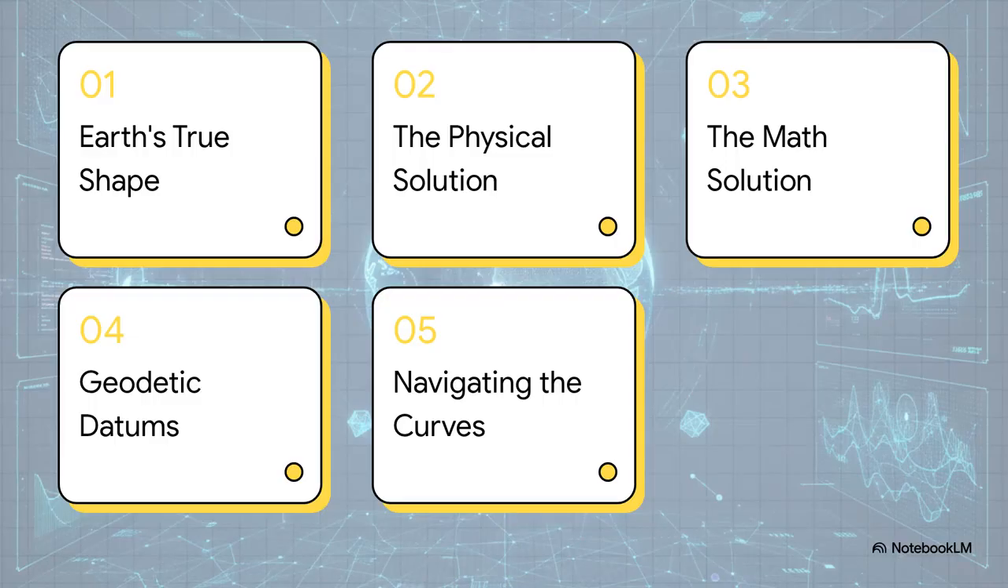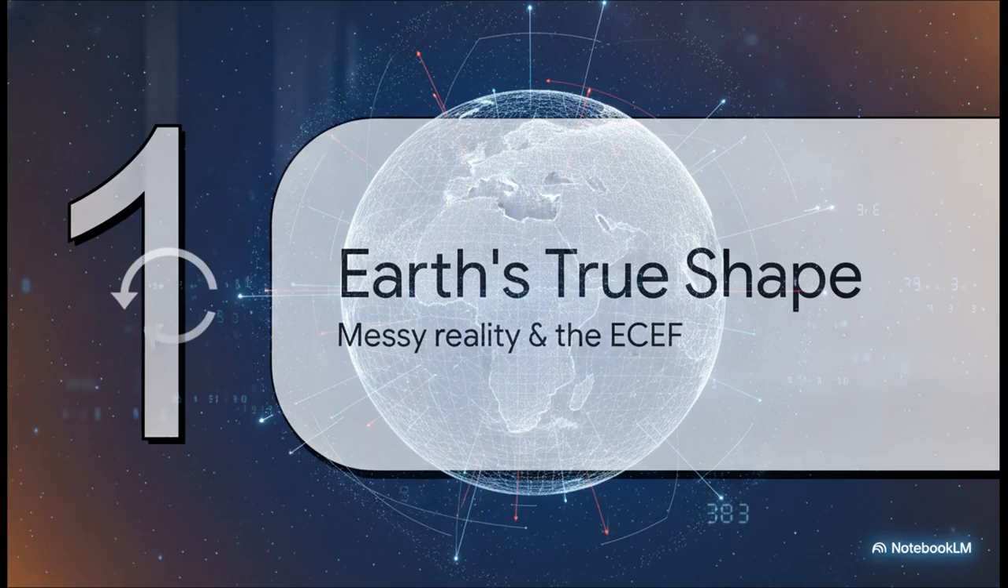So, here is our system initialization sequence. First, Earth's true shape. Then, the physical solution, followed by the mathematical solution. Step 4 is geodetic datums, and finally, navigating the curves. All right, let's dive right into Section 1, Earth's true messy shape and the ECEF.